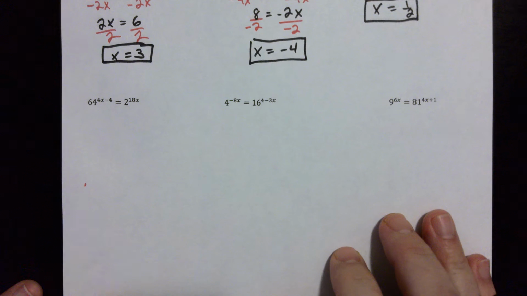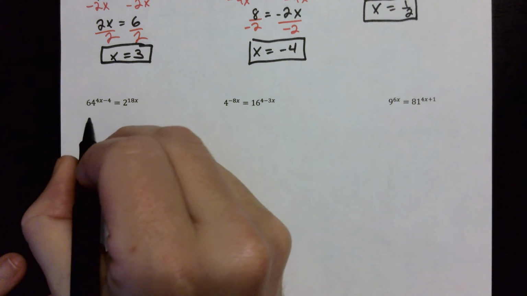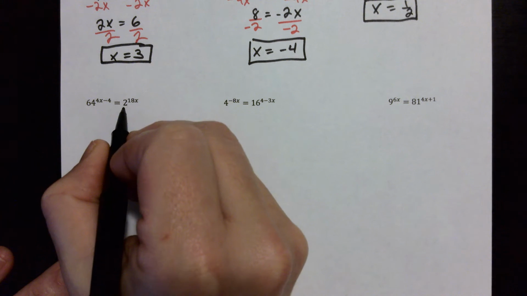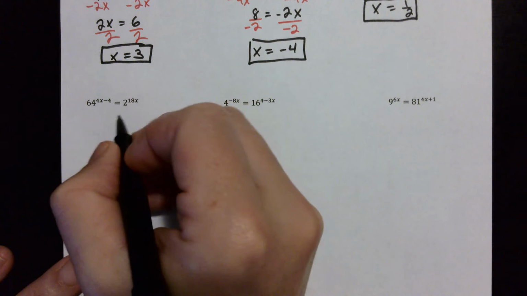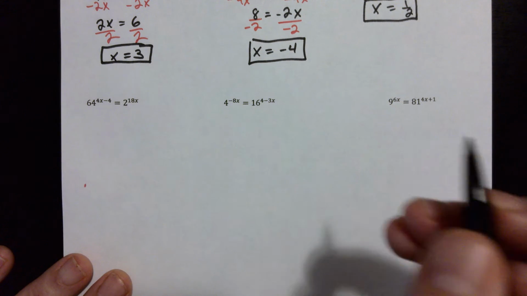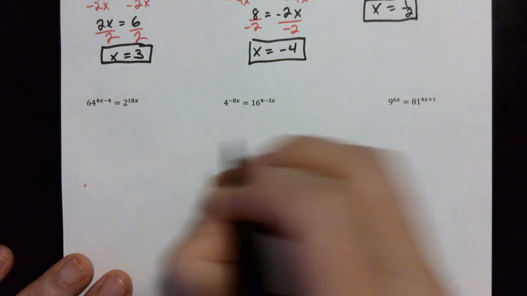Okay. Do 3 more examples here. So I've got a 64 and a 2. Okay, 2 can't get much smaller, right? So we're probably not changing this base. We need to write 64 as a power of 2.